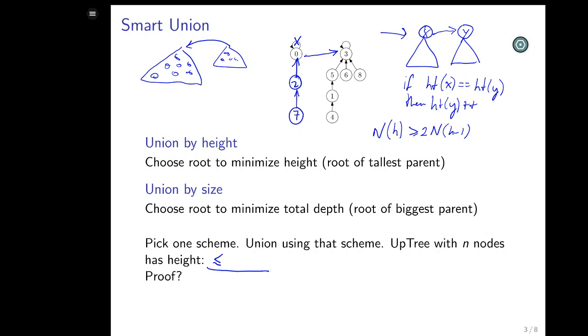So this is a tree of height h minus 1, and this is a tree of height h minus 1. When I union them together, I can get a tree of height h, and the number of nodes in that tree is n of h minus 1 for the one tree, plus n of h minus 1 for the other tree. It's 2 times n of h minus 1. And the base case is, if I want a tree that has height 0, I need 1 node.